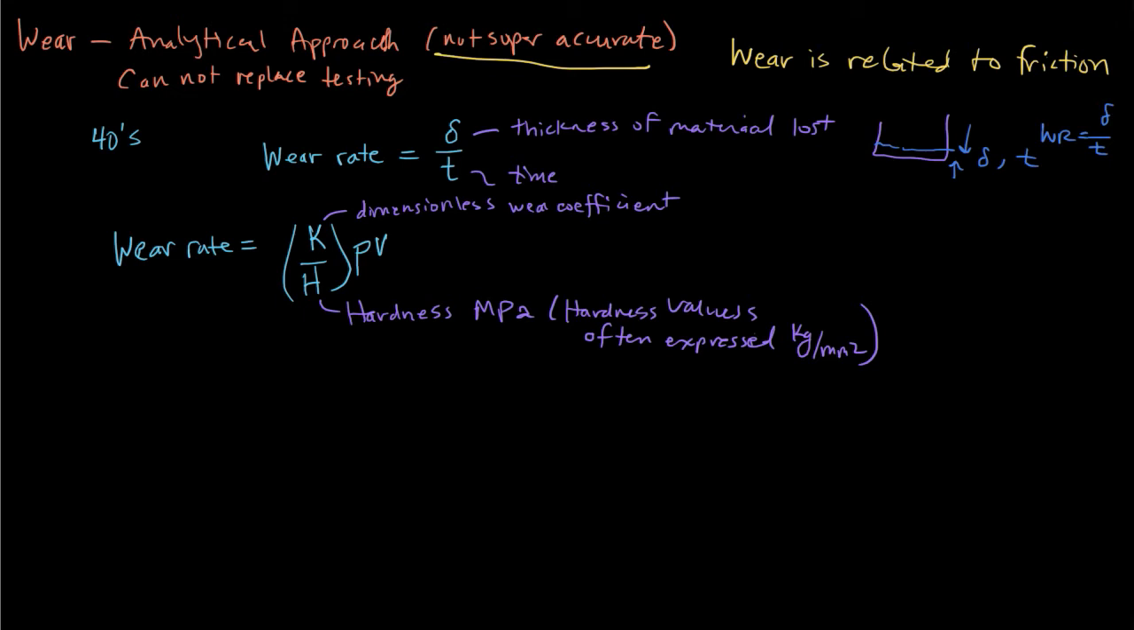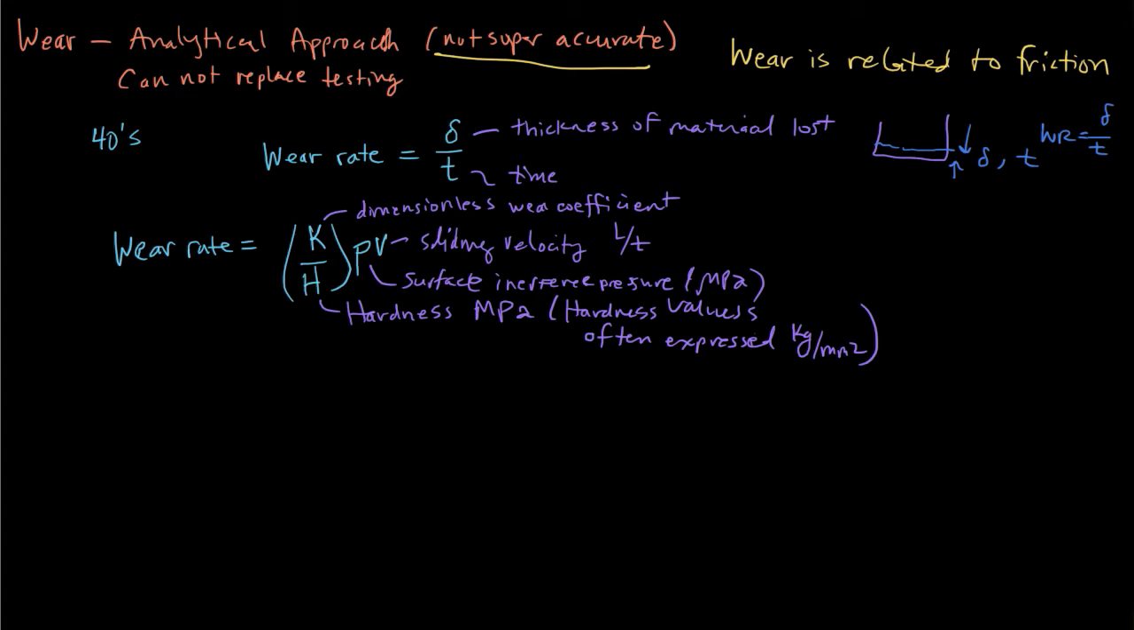All right, so P is the surface interference pressure. Okay, it's also often in units of pressure. For SI, it's megapascals. And then V would be your sliding velocity in units of length per time. Okay, so that would be your wear rate.